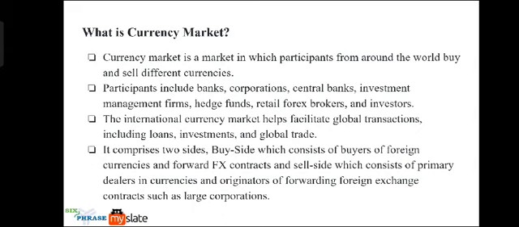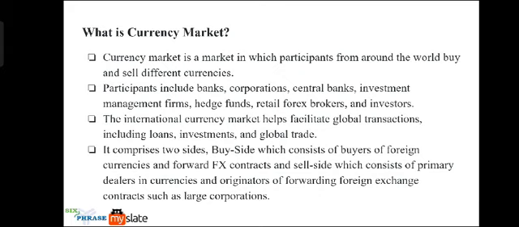What is currency market? Currency market is a market in which participants from all over the world buy and sell different currencies. Participants include banks, corporations, central banks, investment management funds, hedge funds, retail forex brokers, and investors. The international currency market helps facilitate global transactions, including loans, investments, and global trade.